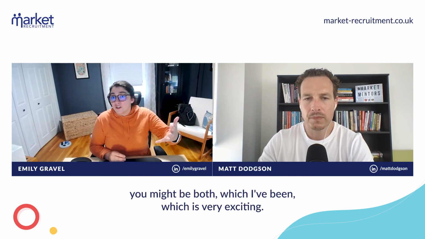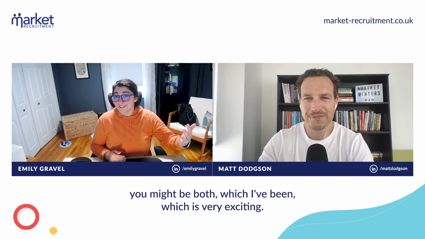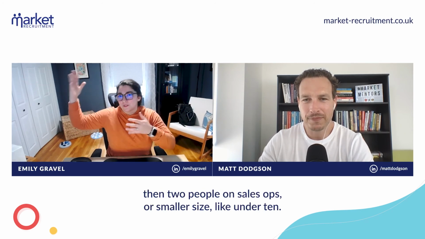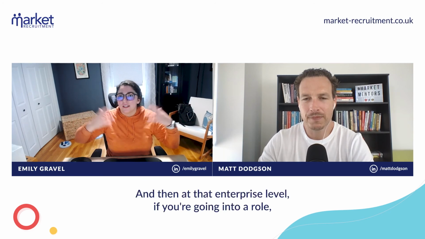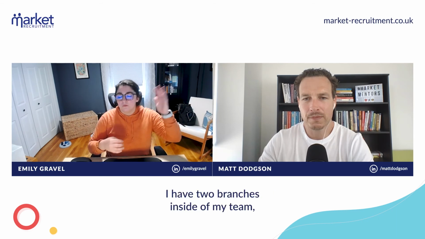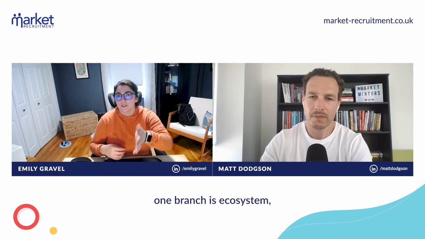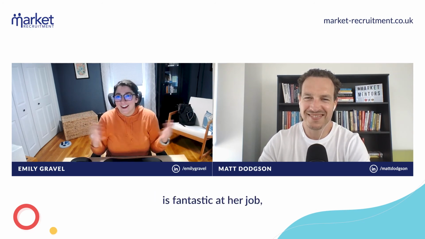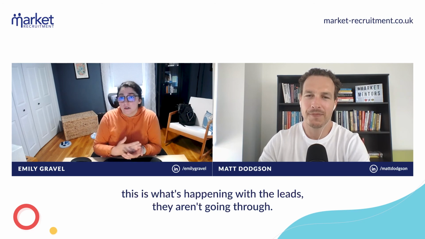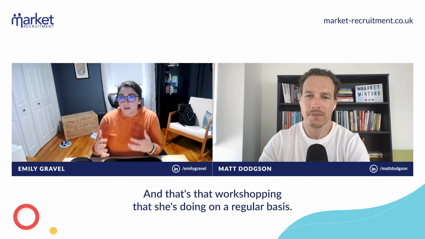So at a small company, you might be both, which I've been, which is very exciting. At a mid-sized company, it might be you, one other person, then two people on sales ops, or a smaller size, like under 10. And then at the enterprise level, I have two branches inside of my team. One branch is ecosystem, and one very lovely woman named Varuni is fantastic at her job. She talks to sales ops and lead management all the time, saying, hey, this is what's happening with the leads. They aren't going through. Here's why. What can we do to fix it? That's the workshopping she does on a regular basis.